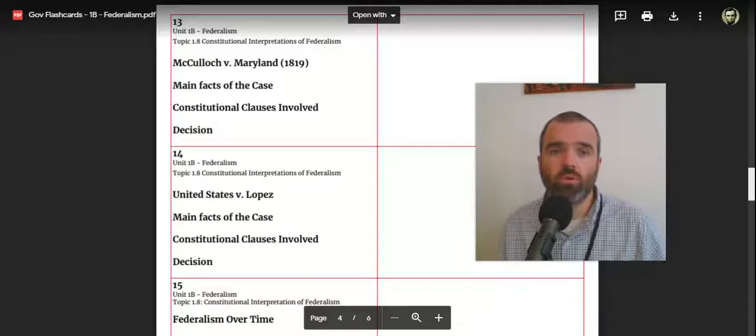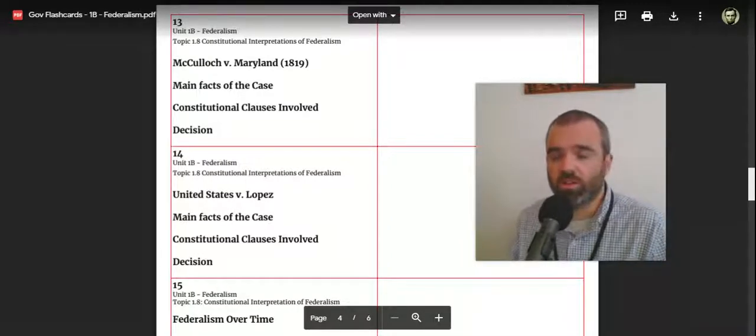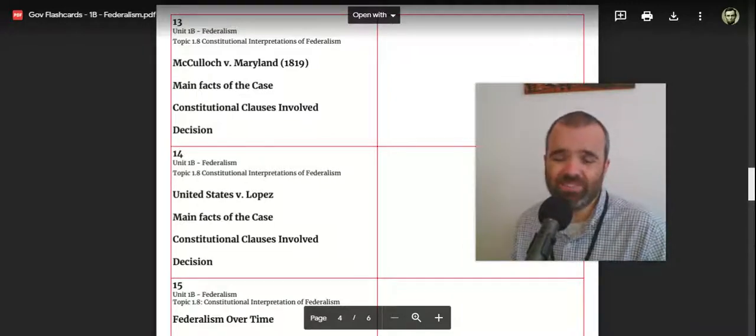And so it's really important we know the case McCulloch versus Maryland and U.S. versus Lopez because they're on that list. McCulloch versus Maryland, you watched a video on this. It's basically about whether a state, in this case Maryland, can tax an entity of the national government. In this case, it would be the national bank.